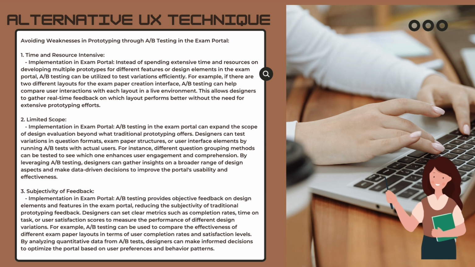Last but not least, in terms of subjectivity of feedback. A/B testing provides objective feedback on design elements and features in the exam portal, reducing the subjectivity of traditional prototyping feedback. Designers can set clear metrics such as completion rates, time on task, or user satisfaction scores to measure the performance of different design variations. For example, A/B testing can be used to compare the effectiveness of different exam portal layouts in terms of user completion rate and satisfaction level.